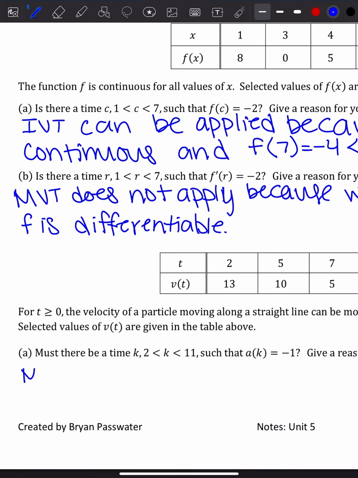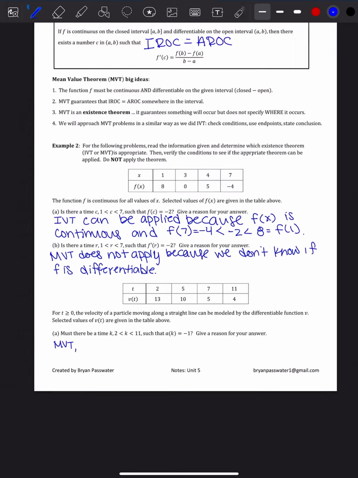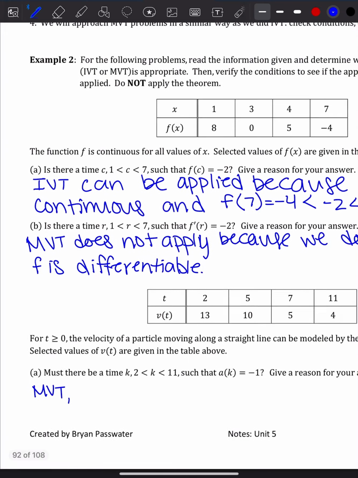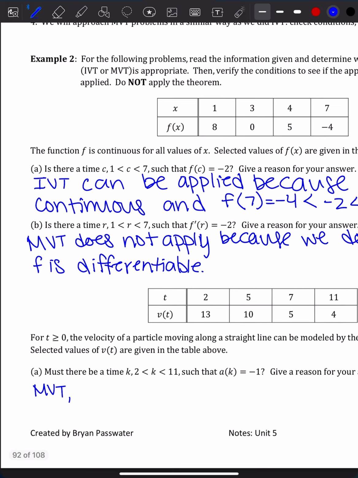So MVT is the one that we're looking at because we're looking at a derivative. MVT has to be continuous and differentiable. If it's differentiable, it's continuous, so we're good there. MVT guarantees that the instantaneous rate of change equals the average rate of change somewhere on the interval. So we just need to make sure that our average rate of change and our instantaneous rate of change can be found here. Because it's differentiable, that means somewhere on this interval, we just may not know what it is. Our average rate of change is -1. So MVT can be applied.